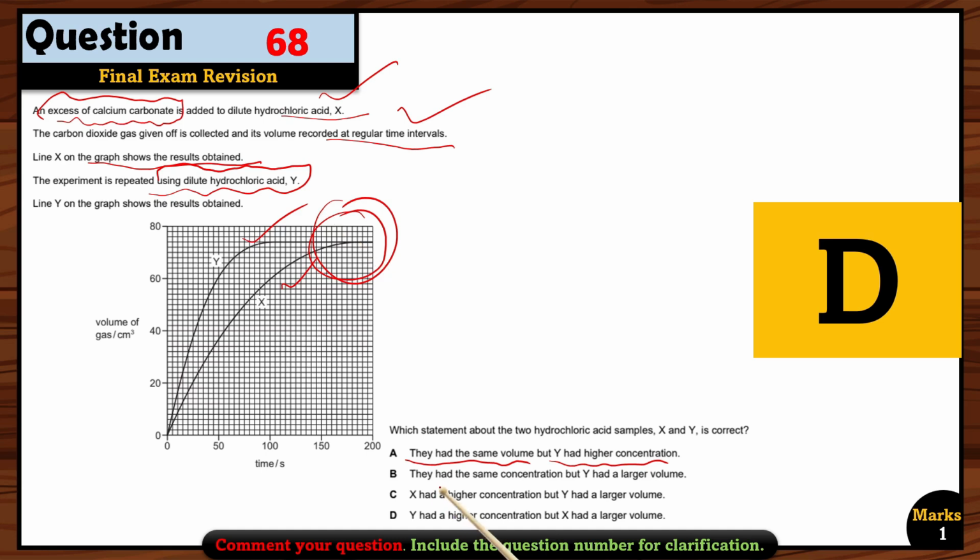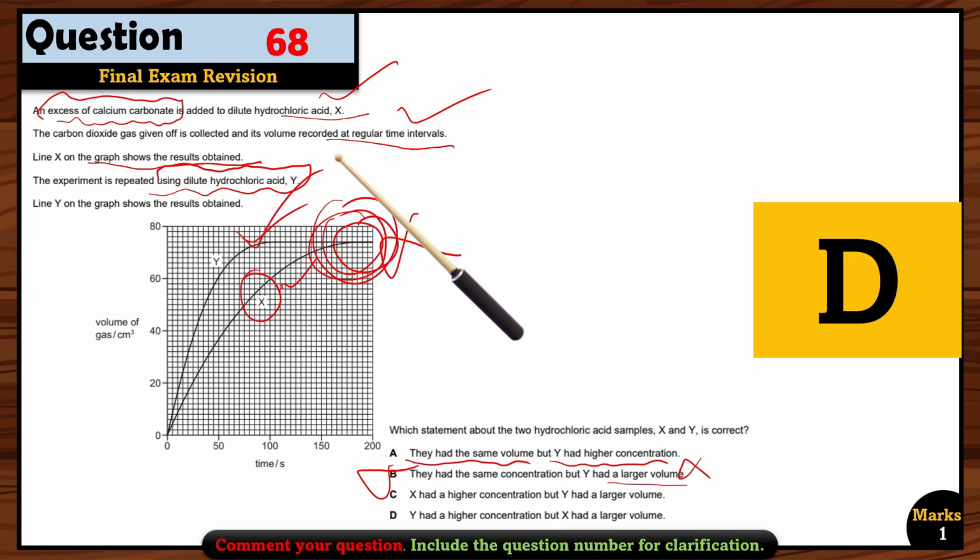So now let's see, they had the same concentration, but Y had a larger volume. Again, wrong. If Y had a larger volume, the product size will not be the same. Only the rate of the reaction will increase. Okay, so this option is also rejected. Now let's see, X has a higher concentration. Wrong. Why wrong? Because it is less steep, so we cannot say this. Y had a higher concentration. Yes, that's right. That's why you can see that the speed of the reaction is faster, right?